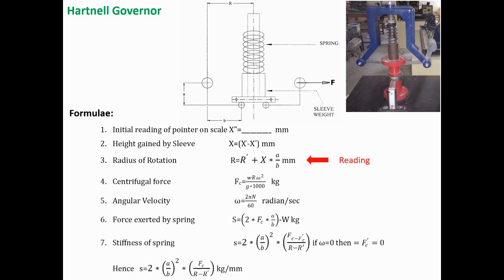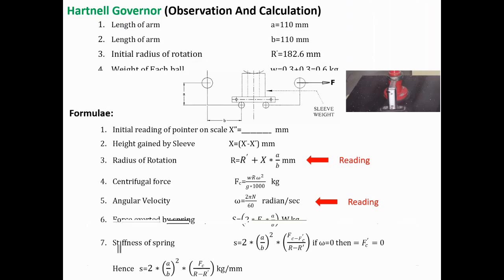Now, the radius of rotation we can observe from the experimental reading. Again, angular velocity is in terms of N, that means synchronous speed in rpm, which we can get from the reading. The rest of the parameters we need to calculate.